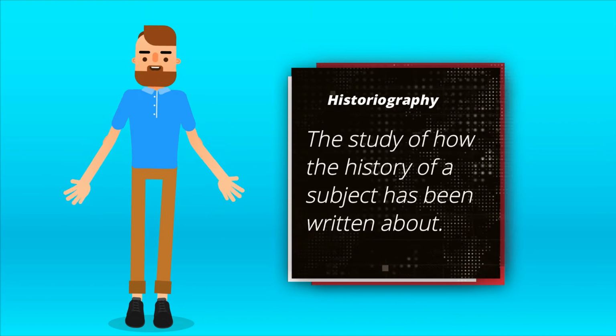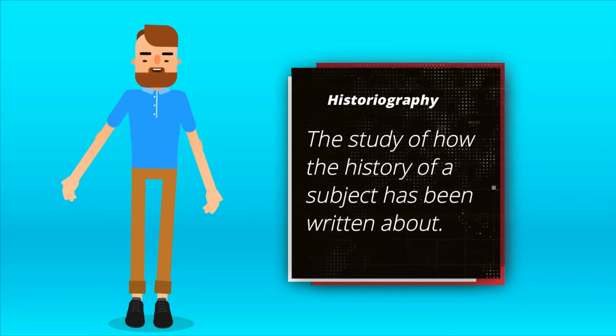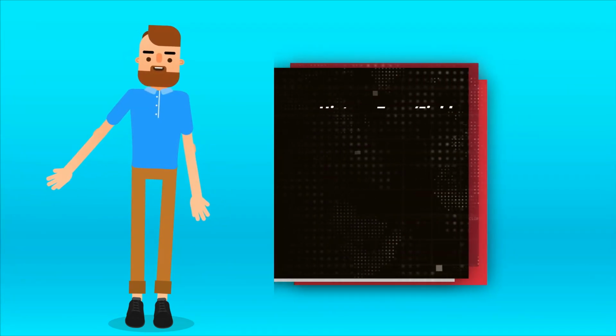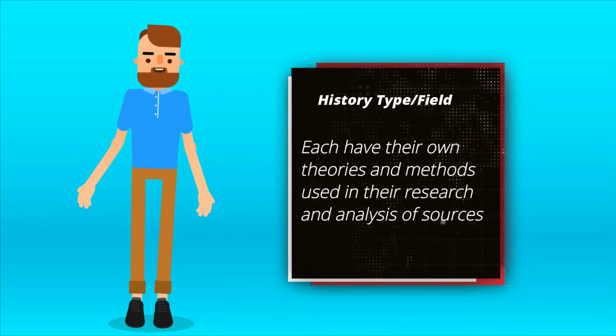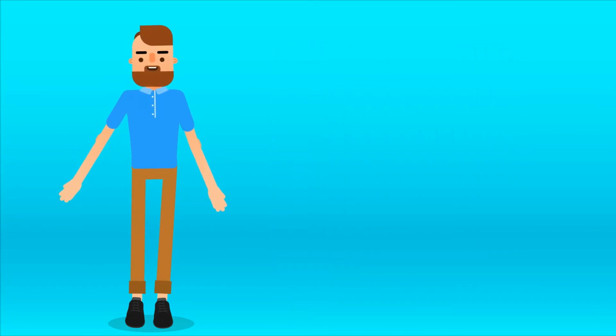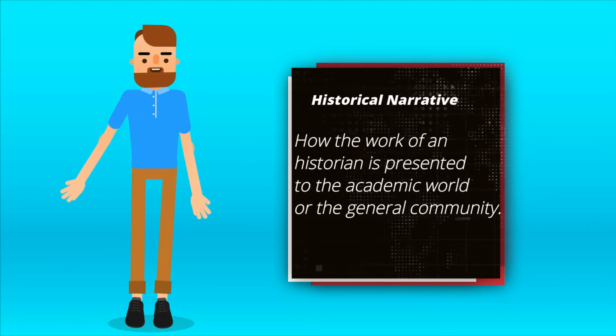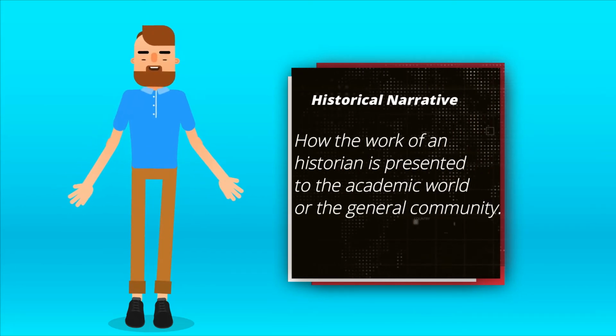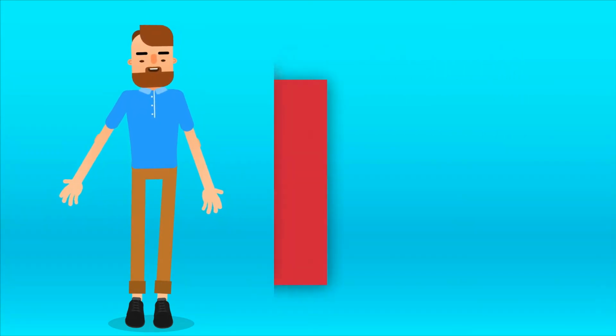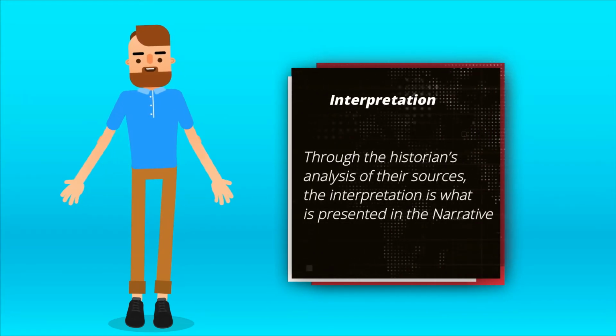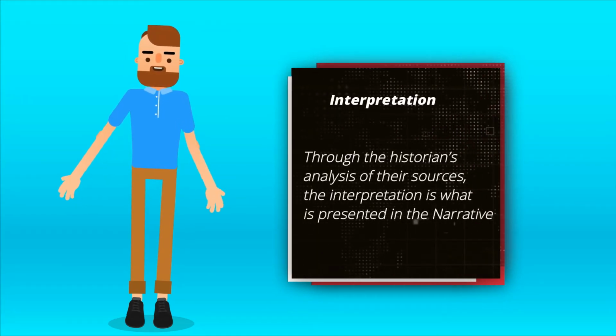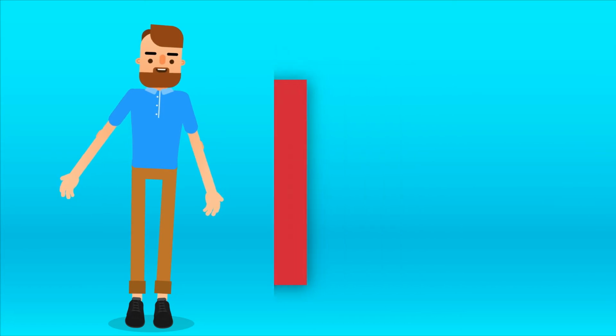Historiography, the study of how the history of a subject has been written about. History, types, and fields. Each have their own theories and methods used in the research and analysis of sources. The historical narrative. How the work of a historian is presented to the academic world or the general community. Interpretation. Through the historian's analysis of their sources, the interpretation is what is presented in the narrative.